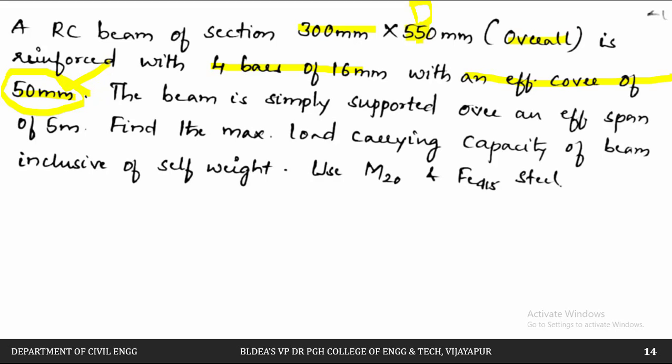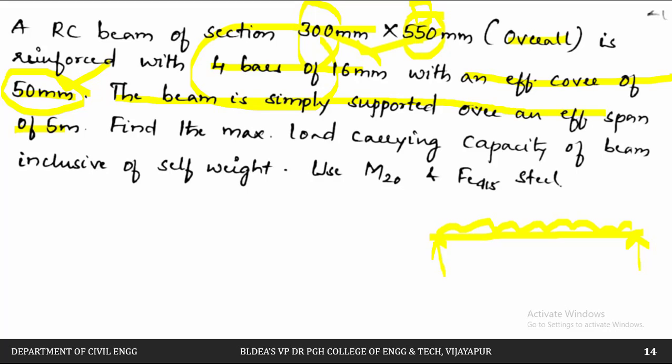Next, they have given that the beam is simply supported over an effective span of 5 meter. The beam is simply supported. So for example, this is the beam we have, the simply supported beam. Here we are going to have the load, and the section size is 300 by 550 mm, and we have 4 bars of 16 mm.